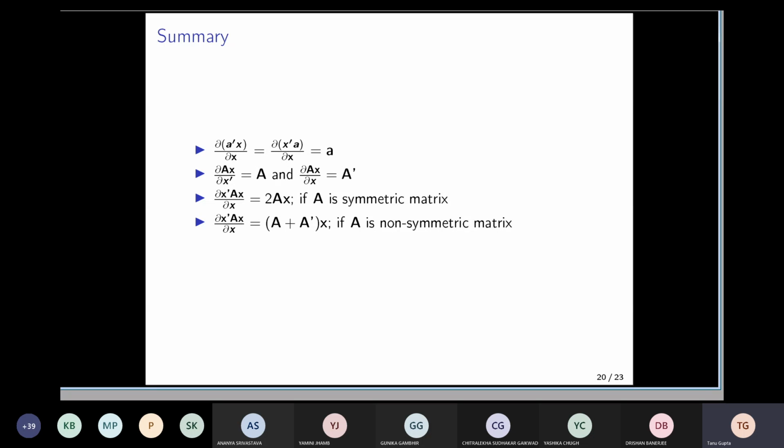So these are the broad results which you should keep in your mind, that if we differentiate a matrix or a vector with respect to something, then this is what it turns out to be. And I have told you the logic behind all these things. So far this is clear? Yes, ma'am.